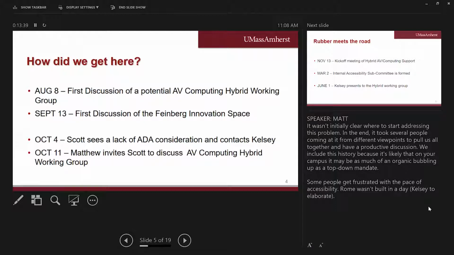For people wondering what the Feinberg Innovation Space is, just really briefly, we will get to it. It is a renovated classroom. We'll just start with that, so you have a frame of reference. You will see it later.